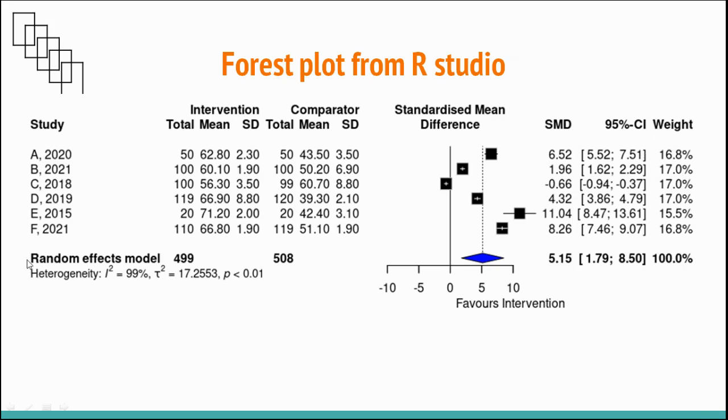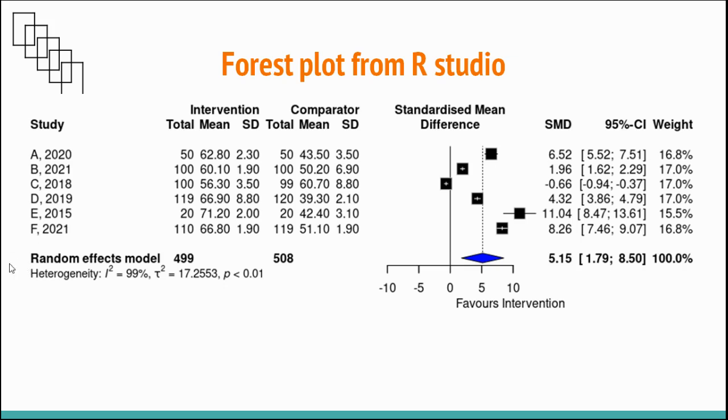Similarly, we check for this random effect model and common effect model, how these two come into play, and it depends on the heterogeneity of the study. If the heterogeneity is high, or the studies are very different from each other, then we need to use random effect model. If the studies are a bit similar or are similar to each other, then we can use fixed effect or common effect model.